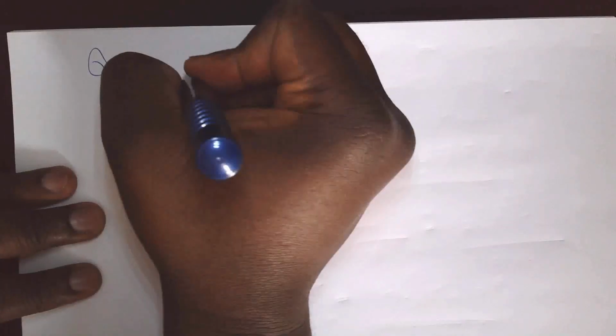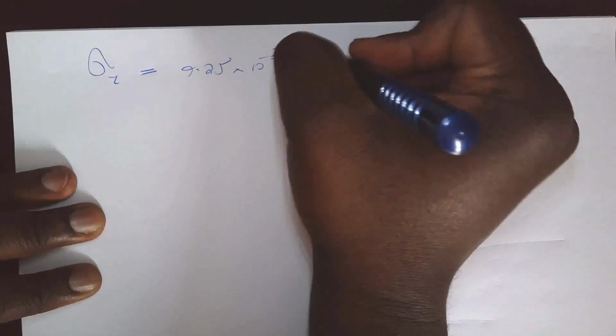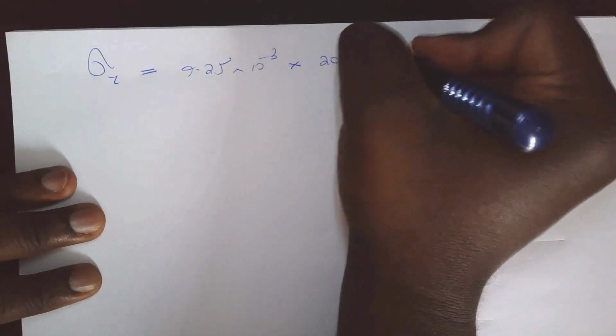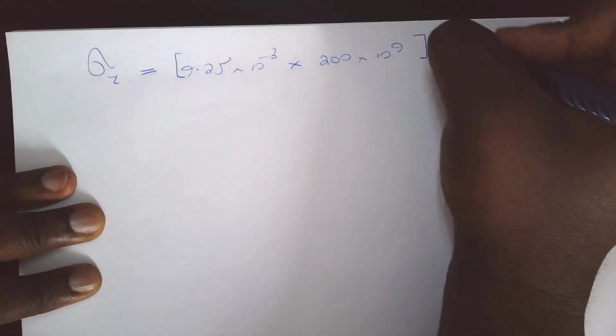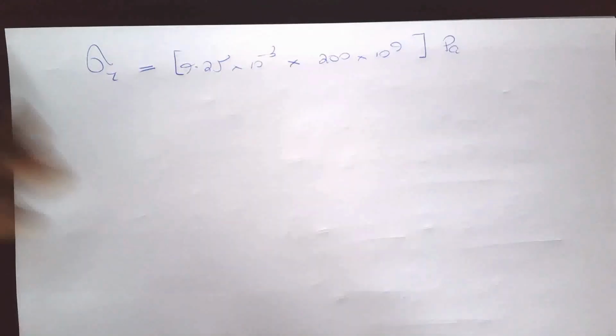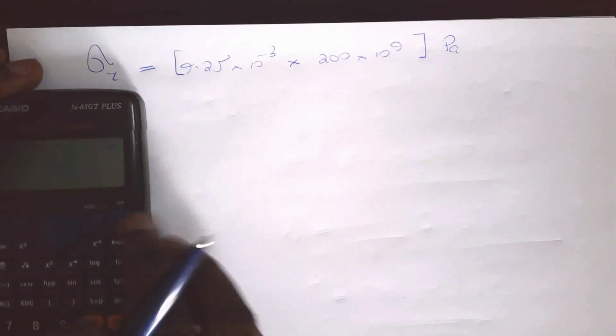So sigma y is equal to 9.25 times 10 to the power minus 3 times 200 times 10 to the power of 9. Okay, so our units would be in Pa. If you want to have your units in Newton per meter squared, it's up to you.